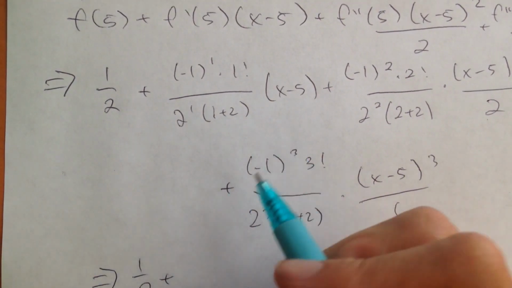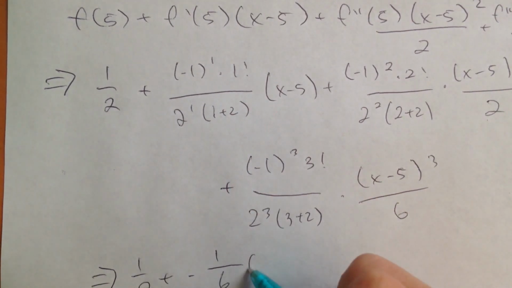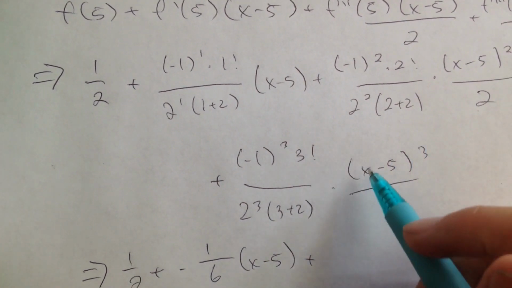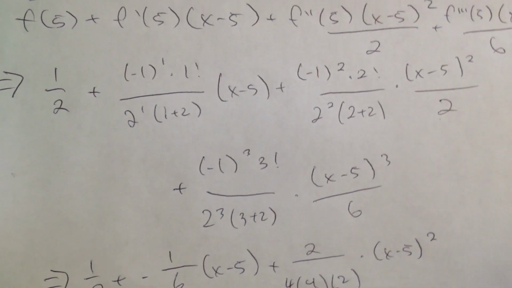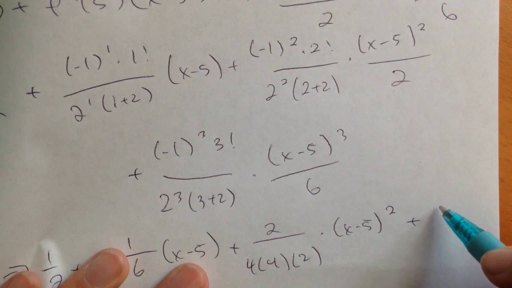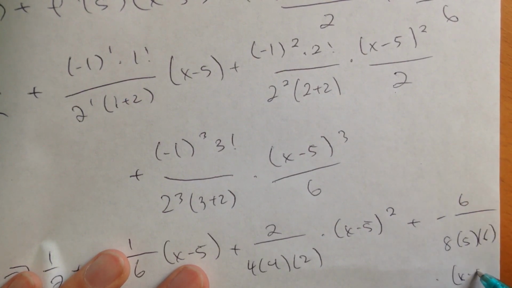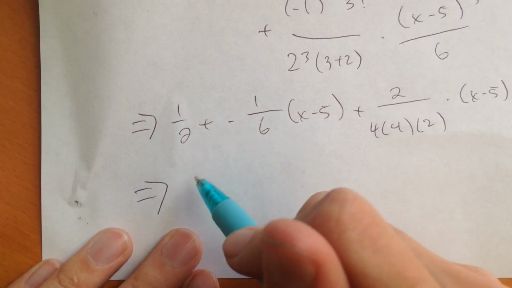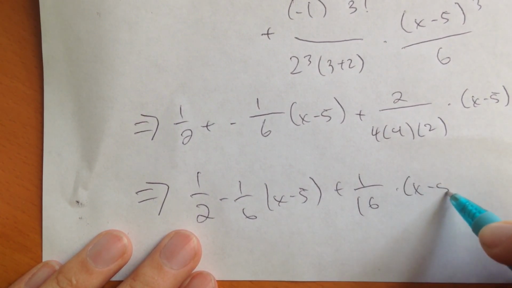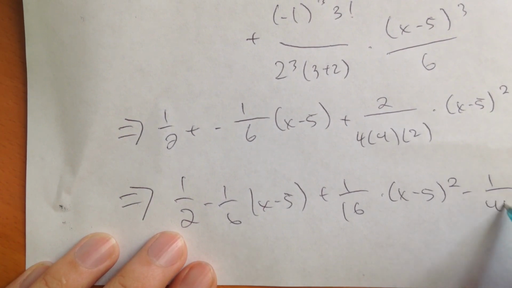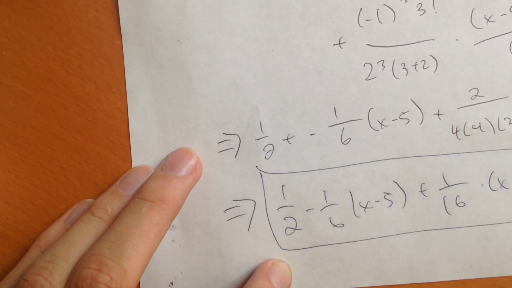Okay, so this is going to give us 1/2 plus negative 1 over 6 times x minus 5 plus 2 over 4 times 4 times 2 times x minus 5 squared plus negative 6 over 8 times 5 times 6 times x minus 5 cubed, which is going to give us 1/2 minus 1/6 times x minus 5 plus 1/16 times x minus 5 squared minus 1/40 times x minus 5 cubed. Okay, so that's going to be our answer for part A.